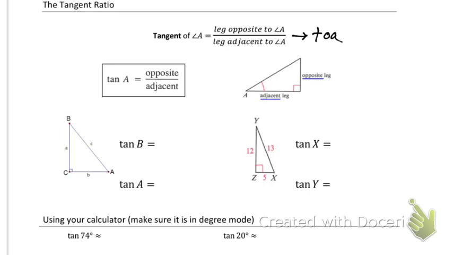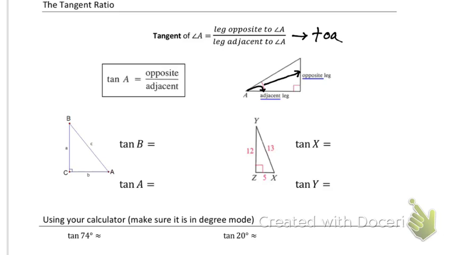Opposite is always going to be the one that you can draw a straight line to. So if I'm looking at angle A, the opposite one is this one. In fact, the opposite one does not touch the angle at all. Our adjacent leg will be the one that's actually touching the angle. As you can see, angle A is made up of the hypotenuse and this leg.